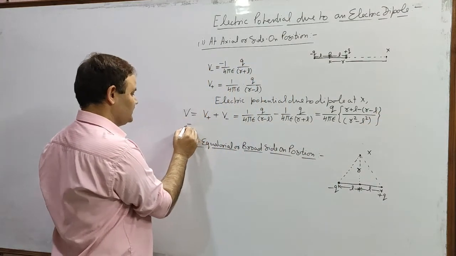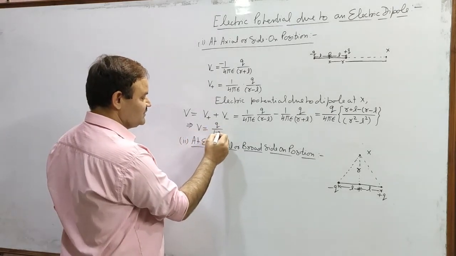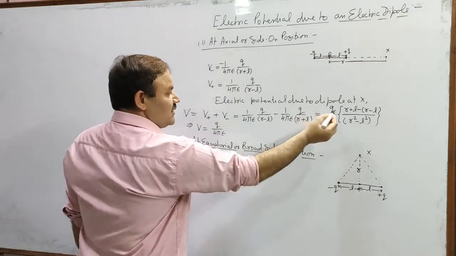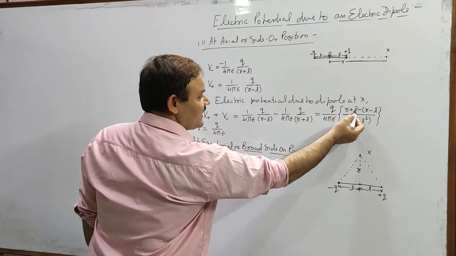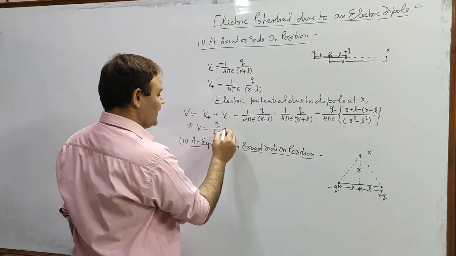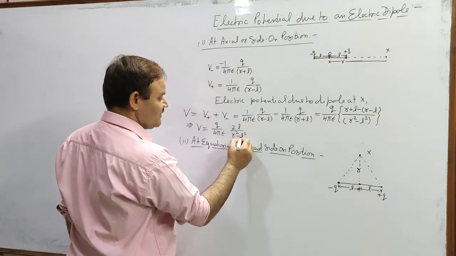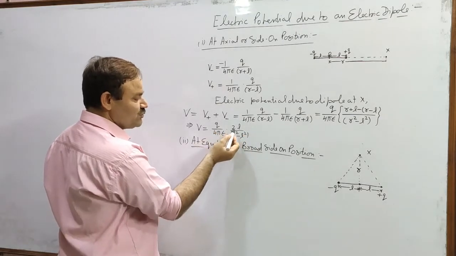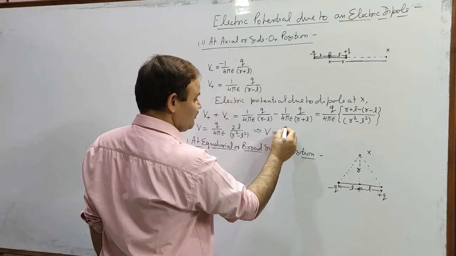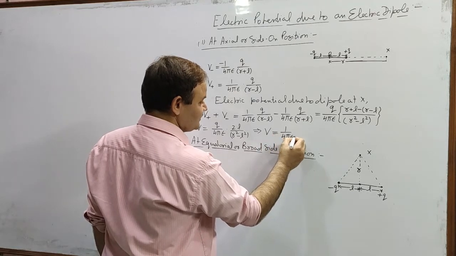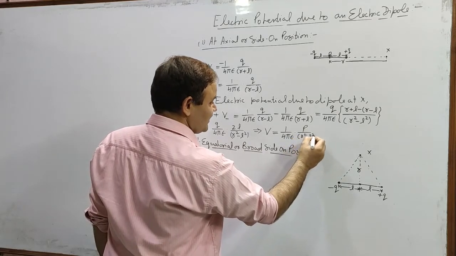This will give V is equal to Q upon 4 pi epsilon, r plus l minus r plus l. So plus r minus r will get cancelled, and plus l plus l gives 2l, so into 2l upon r square minus l square. But Q into 2l is the electric dipole moment p. So it will give V is equal to 1 over 4 pi epsilon p upon r square minus l square.